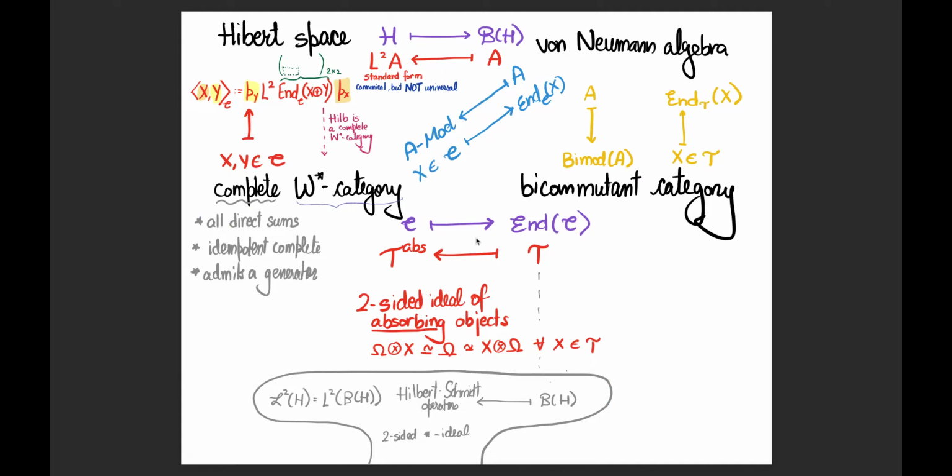So we'll ask for something called the absorbing ideal of our tensor category. These are objects such that omega tensor x is omega and x tensor omega is omega for any object x. If you think, oh my god, such objects might not exist, think of Hilb as your category, and the canonical infinite dimensional separable Hilbert space is in particular an object like that.